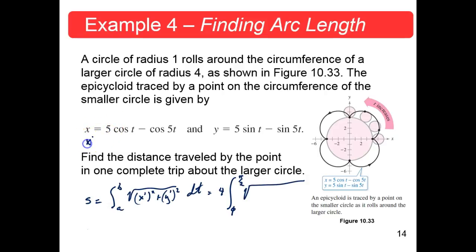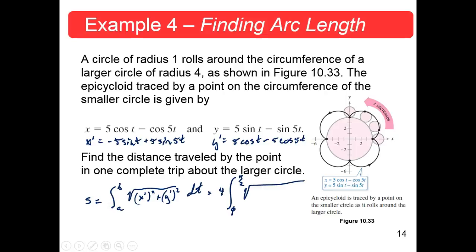And then, what do we need next? x prime. So what is your x prime? Negative 5 times the sine of t plus 5 times the sine of 5t. Is that what you said? Okay. And the y prime would be 5 times the cosine of t minus 5 times the cosine of 5t.